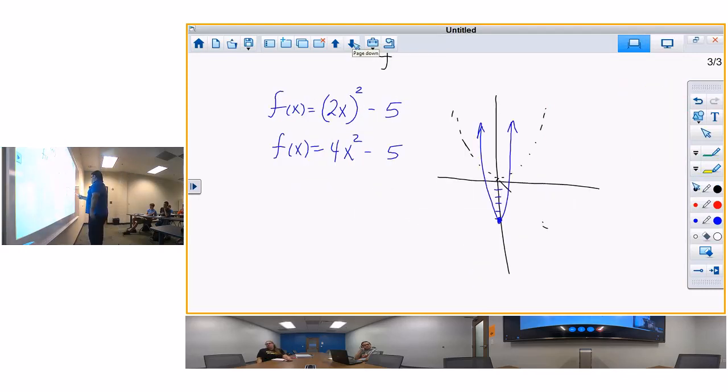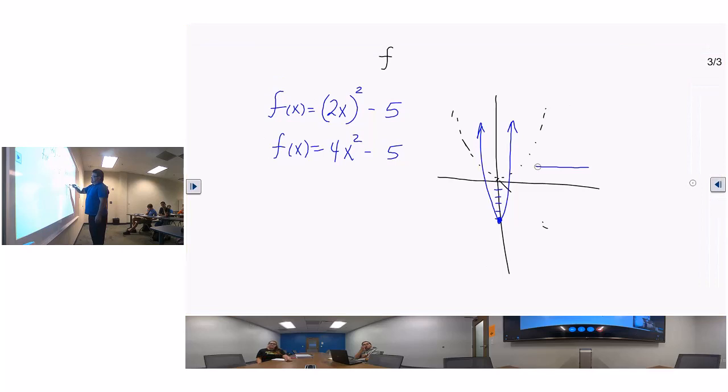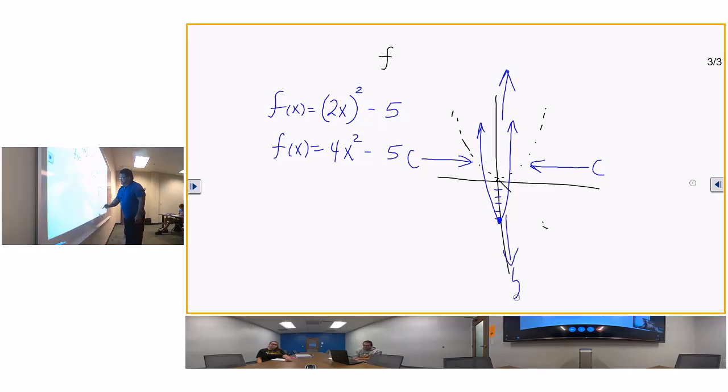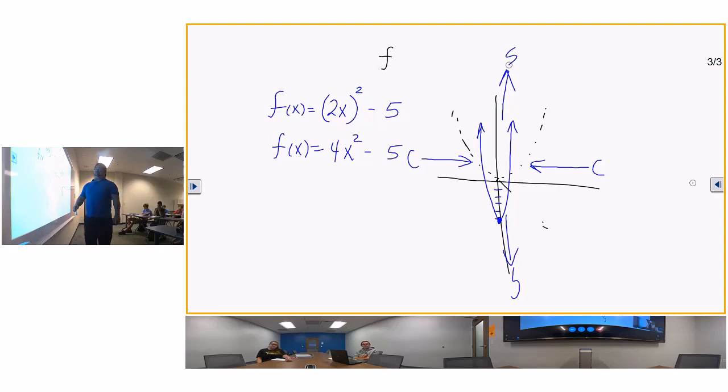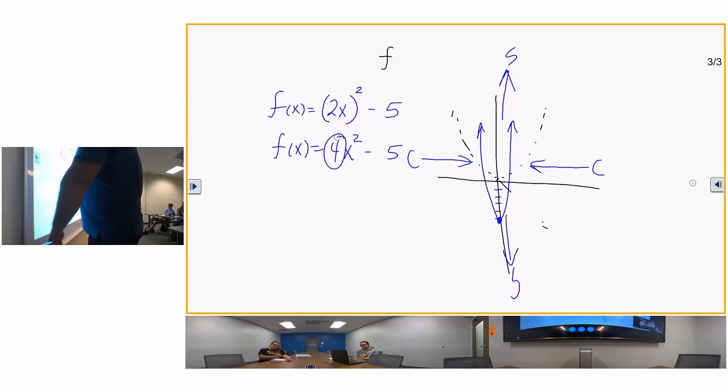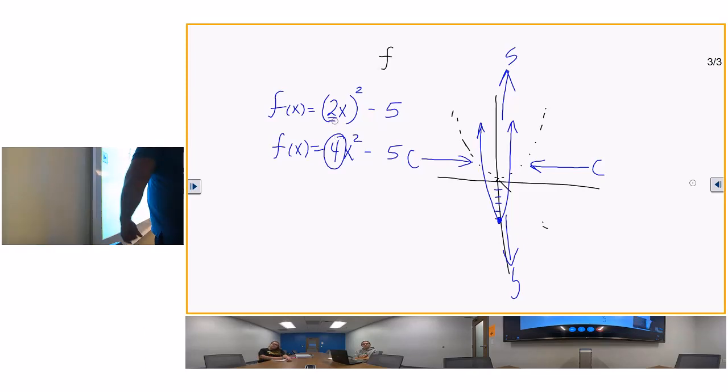Last one. What's going on with this one? Well, we got a vertical shift, and what's going on as far as the x-axis? Compression. And what's going on with the y-axis? Stretched. So whichever one you want to use, by a factor of, the real answer is 4. The answer they want is probably 2.